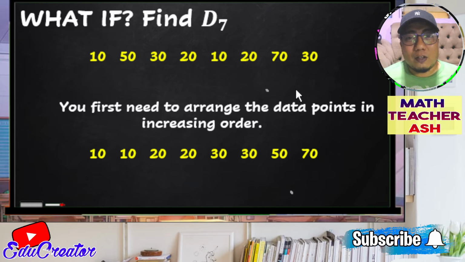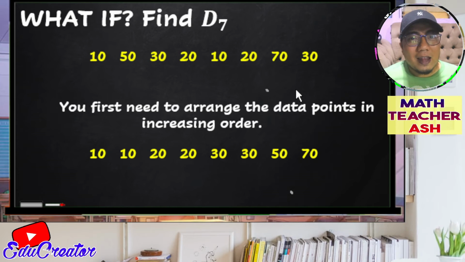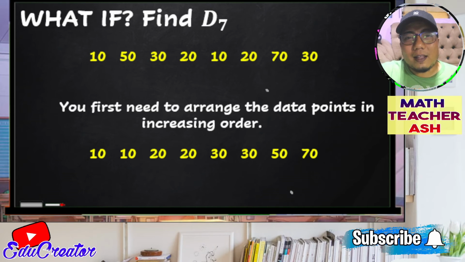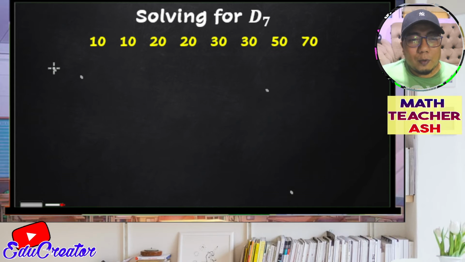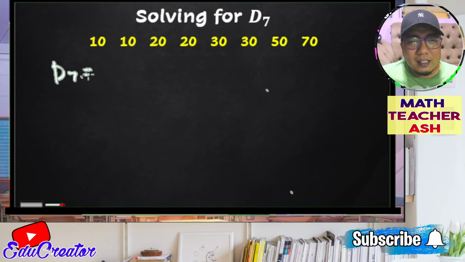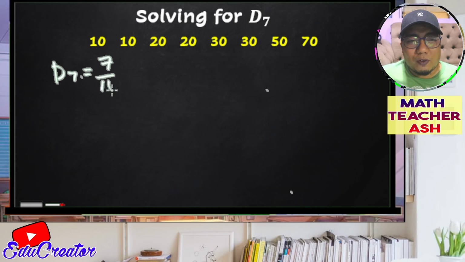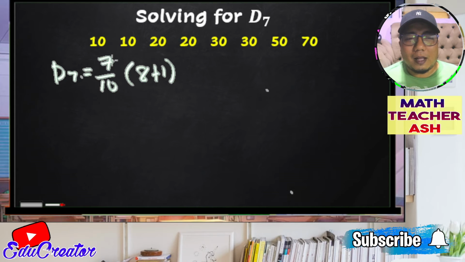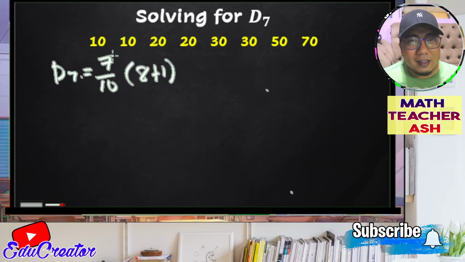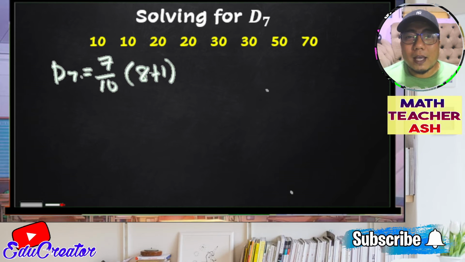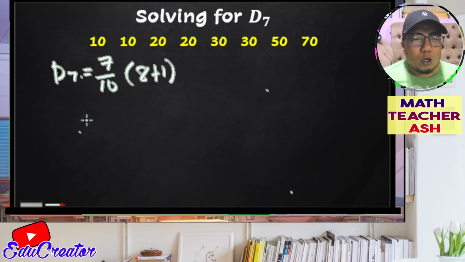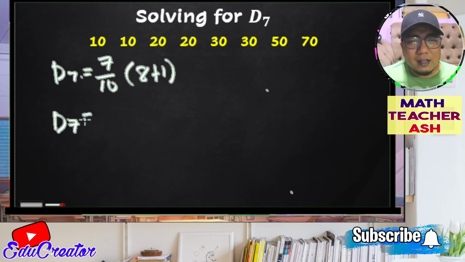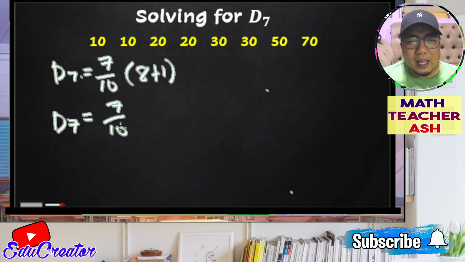So, we have 8 values. This means that n is equal to 8. Now, let us go to the next step. By using the formula, we have D7 is equal to 7 over 10 times the quantity 8 plus 1. As you can see, my dear math learners, our k here is 7 because we are finding the 7th decile. And our n here becomes 8 because we have 8 values in our given data set. Continuing, we have D sub 7 is equal to 7 over 10 times 9.